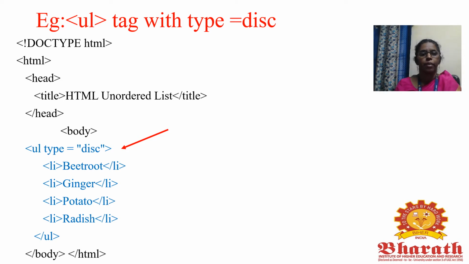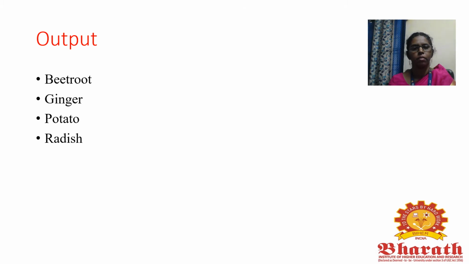Then when we save this as an HTML file and run this program in a web browser, what will be the expected output? All the list items should be prefixed by a disk bulleted text. If you see the output of this program, that is UL tag with type is equal to disk, all the list items are prefixed by a bulleted shaded circle, that is disk.